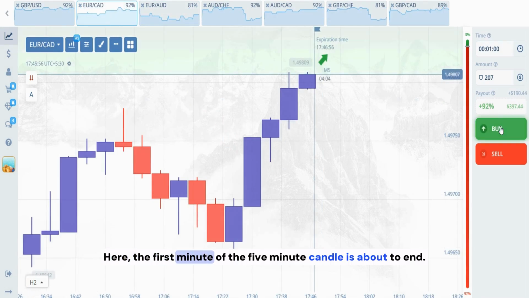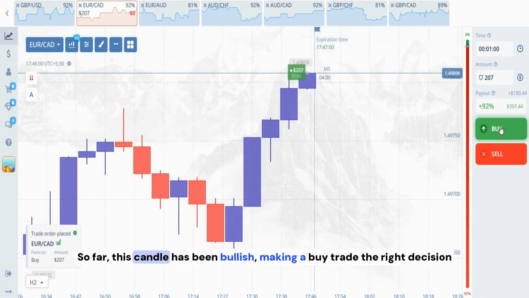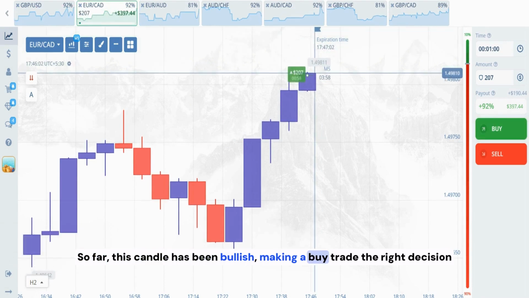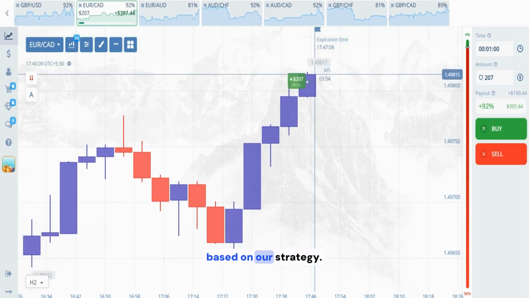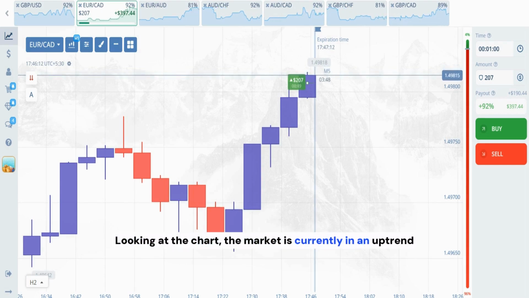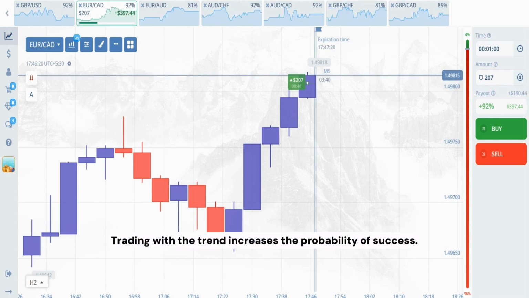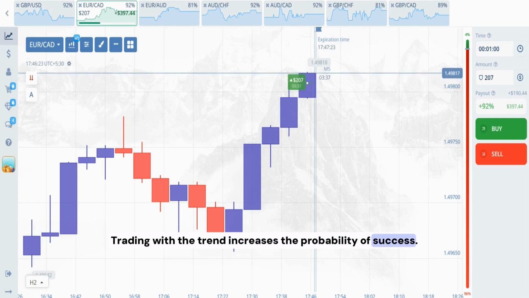Here, the first minute of the 5-minute candle is about to end. So far, this candle has been bullish, making a buy trade the right decision based on our strategy. Looking at the chart, the market is currently in an uptrend, and the last 4 candles have also been bullish. Trading with the trend increases the probability of success.